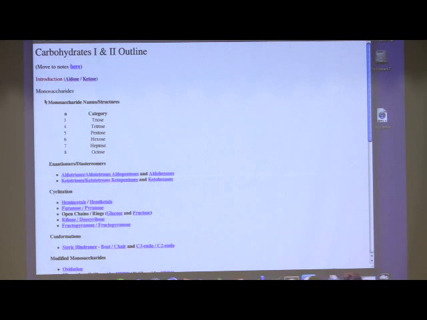The nomenclature that we use for the monosaccharides is fairly straightforward. First of all, I've already talked about aldose and ketose. You'll notice the OSE on the end. Whenever you see the letters OSE on the end, we're talking about a carbohydrate. So an aldose, therefore, is a carbohydrate that has an aldehyde. A ketose is a carbohydrate that has a ketone.